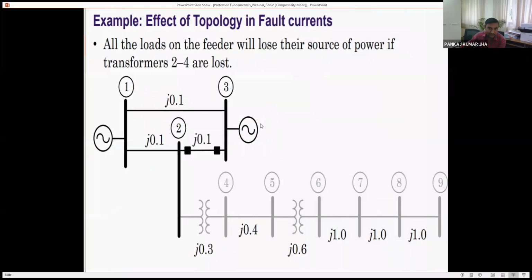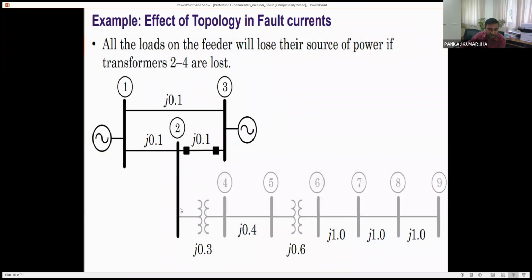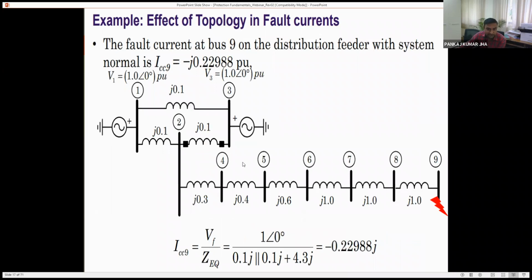The other effect is, suppose there is a fault on Bus 2. Whenever there is a fault on Bus 2, all the elements connected to this Bus 2 are going to be isolated because this is connected in a radial fashion. Now consider one case in which these networks are okay, but there is a fault at the end of this Bus 9. The current which will flow will be the voltage at this bus, which is 1 pu, divided by the total impedance up to this point, and this will come out something like this.